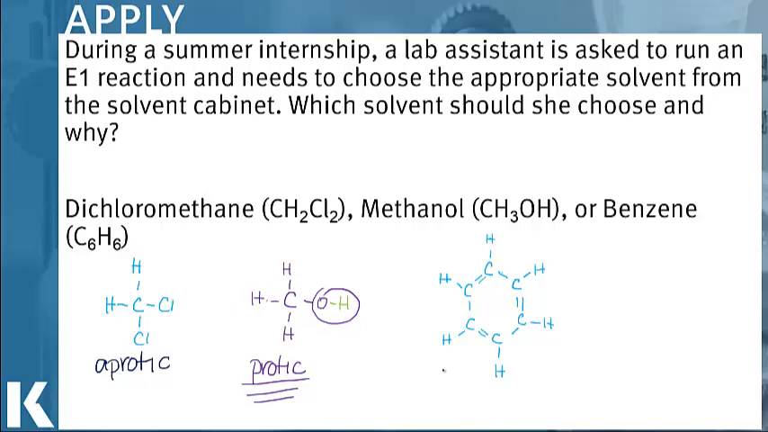Finally, we see benzene in the cabinet. When I look at benzene, I see, again, there are no hydrogens that are attached to a hydroxyl group. Therefore, we have a second aprotic solvent that cannot be used to stabilize the carbocation intermediate. Once we learn to look at our solvents and identify which solvents are protic and which solvents are aprotic, we can see which one to use to proceed with an E1 reaction.